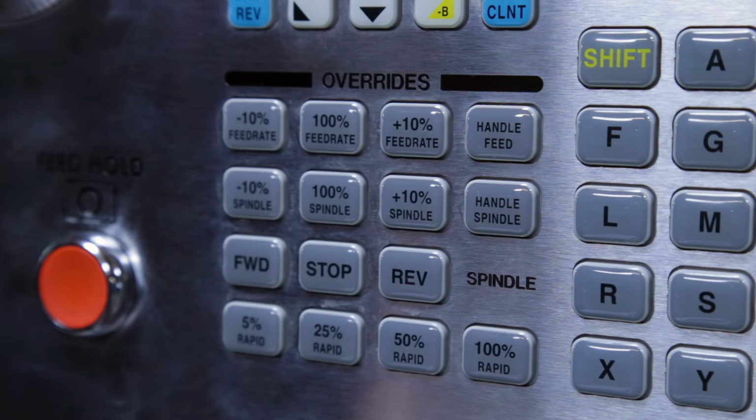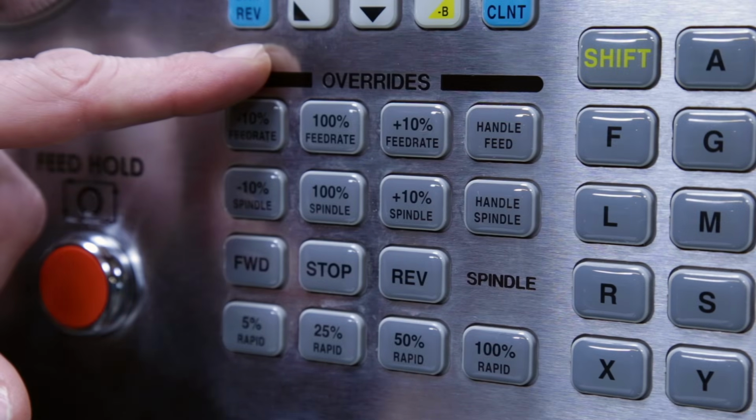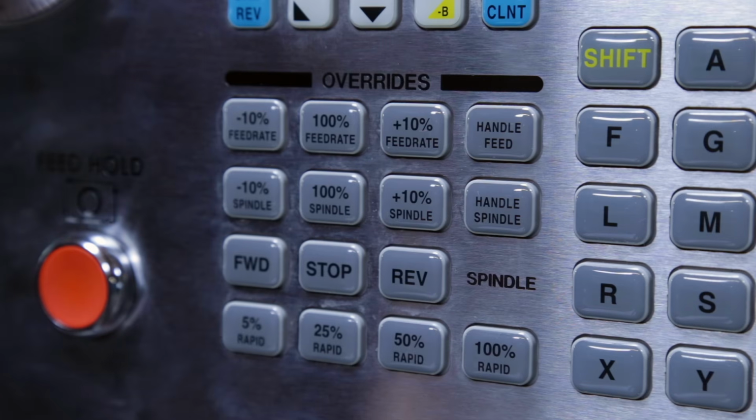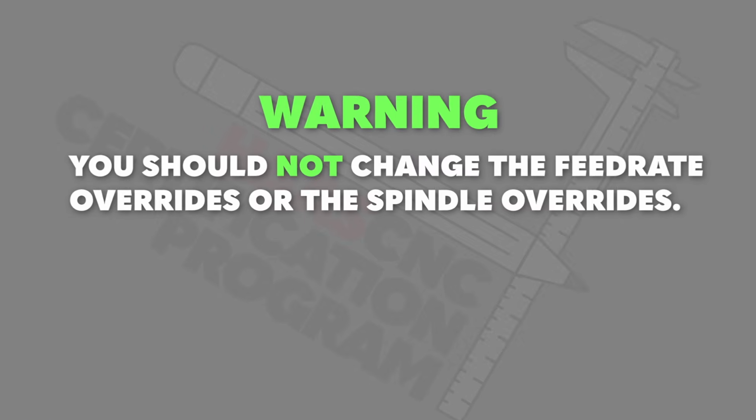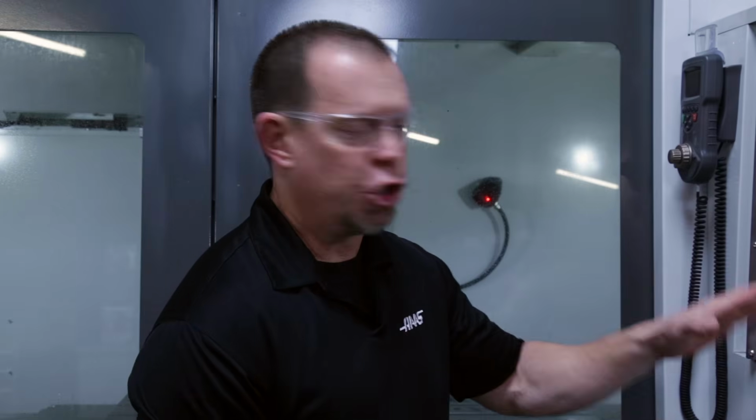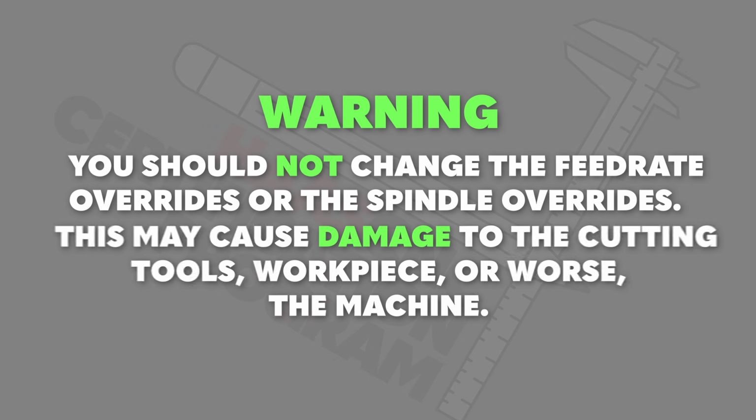Now located right next to the rapid override buttons are override keys for feed rate and spindle speed. I want to be very clear, you should not change the feed rate overrides or the spindle overrides. The programmer determined that this program should cut at a particular speed and feed rate, and that depends on many factors. Changing these overrides may cause damage to the cutting tools, the workpiece, or even worse, the machine. Let your setup person worry about the spindle speed and the cutting feed rates. Do not mess with these.